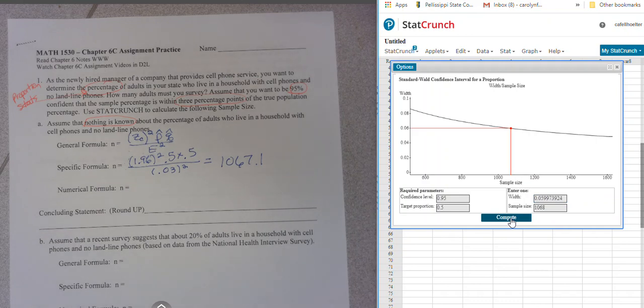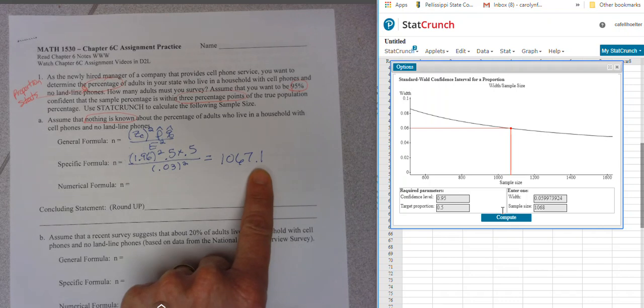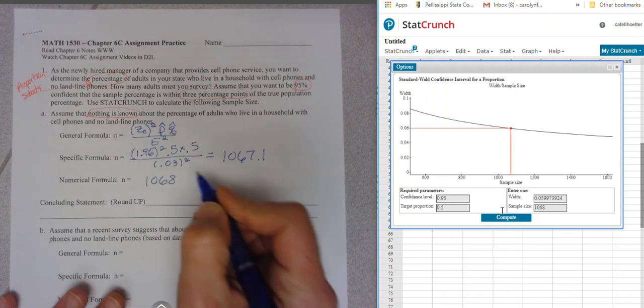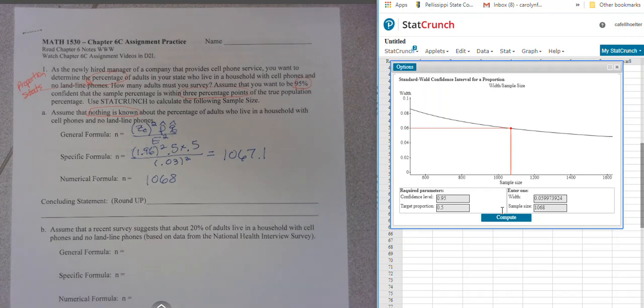So there is the sample size of 1068, and over here we got 1067.1. So what StatCrunch has done is simply rounded this up to the next whole number. So it changed this a little bit. You can see here from 0.06 to this value here to make this a whole number because we have to ask a whole number of people, an integer. We can't ask 0.1 of a person. So we would just simply round that up to 1068.